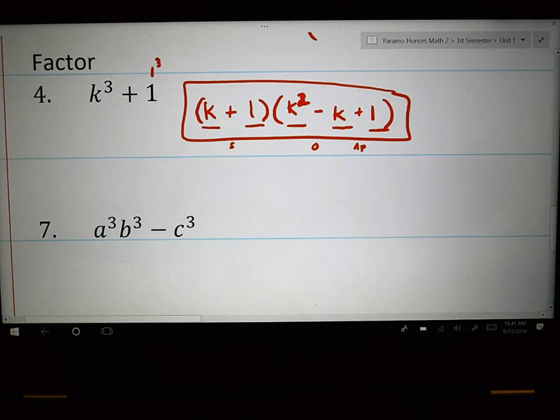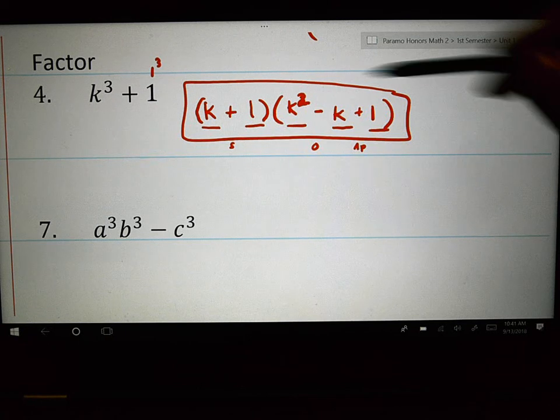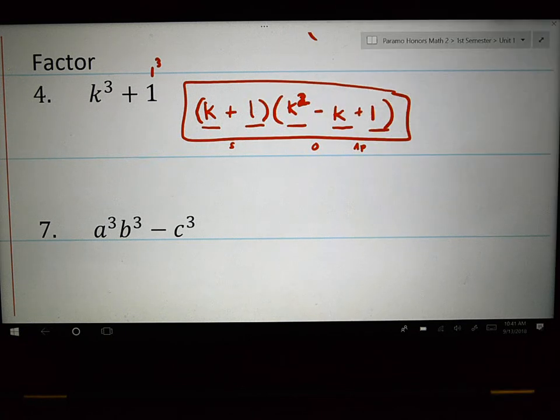You could FOIL it all out if you would like to. It will equal k to the third plus 1 because of that opposite sign. Those 4 things will cancel out. If you don't trust me, then try it.